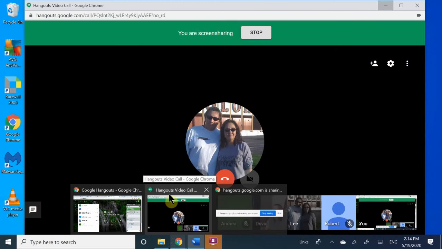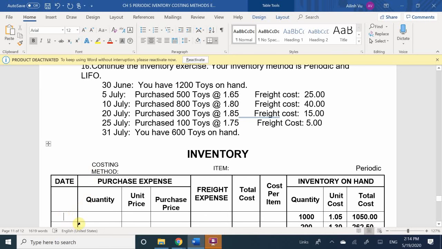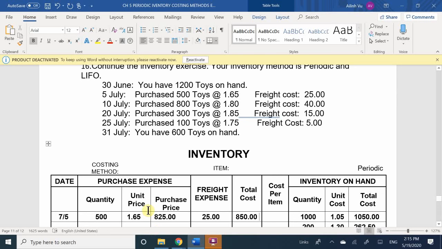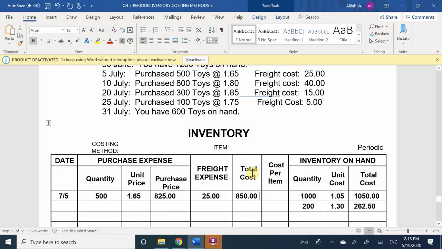July 5, you purchased 500 toys at $1.65. Hold on, did I write $1.25? Yes, $1.65. That should be 825. How much was freight? $25. So this became $850. So what is the cost per item? It should be $1.70.